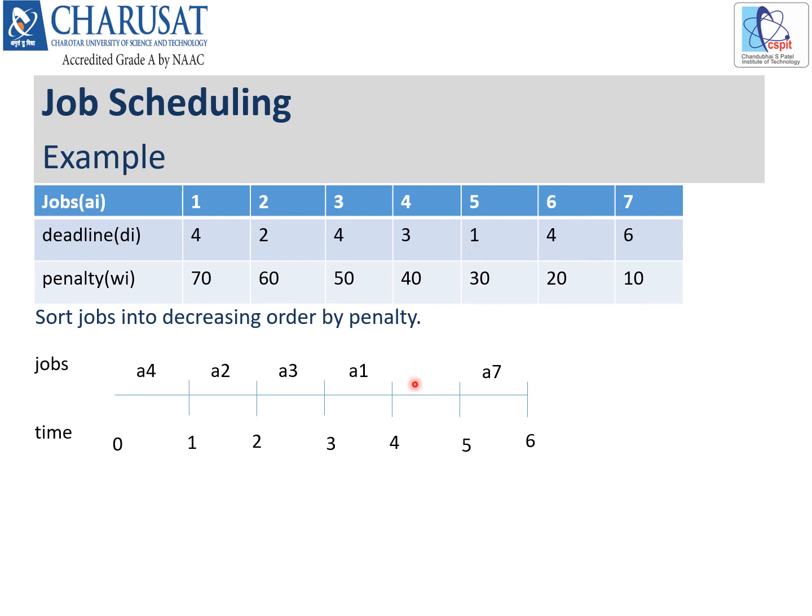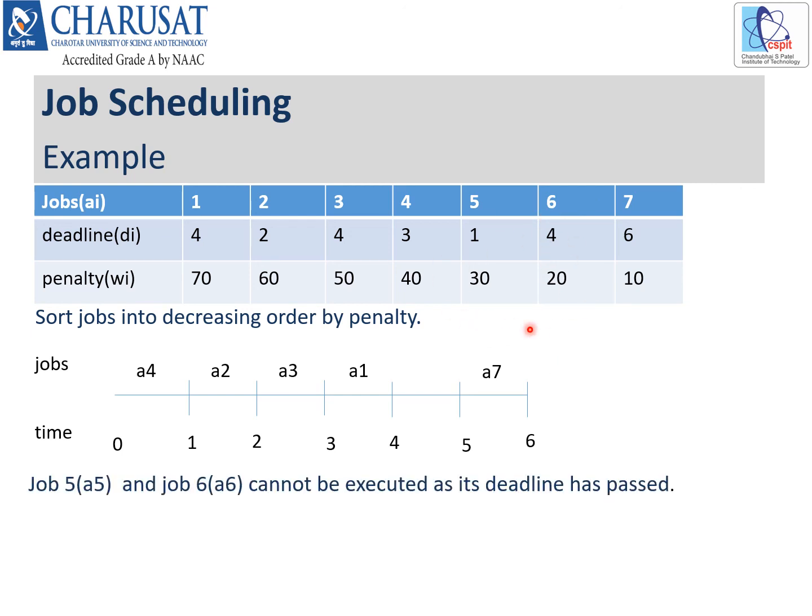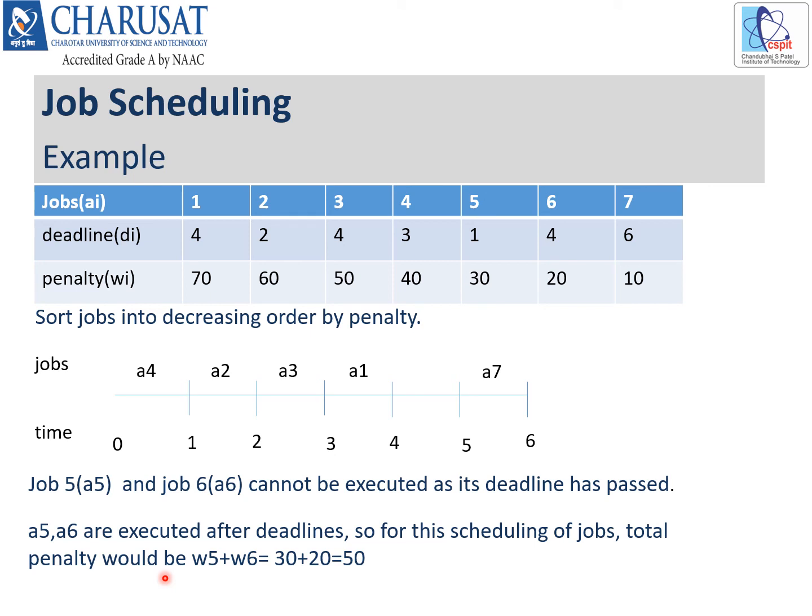Okay, so what can we do for that? What do I mean by that? If these jobs are not executed, or if these jobs are executed after the deadline, we have to pay the penalty. So jobs 5 and 6 cannot be executed because their deadlines passed, so we have to pay a total of 30 plus 20, 50 penalty by scheduling the jobs in this way, which is the minimum.